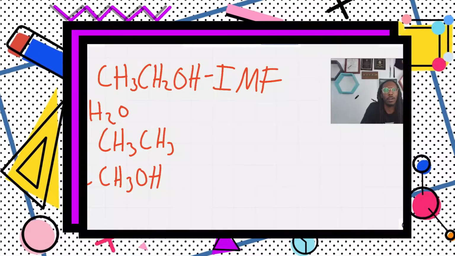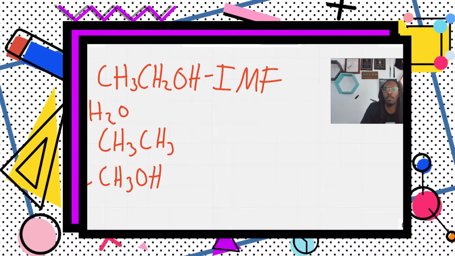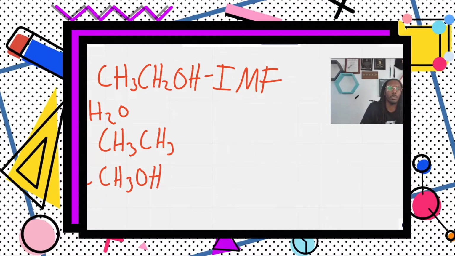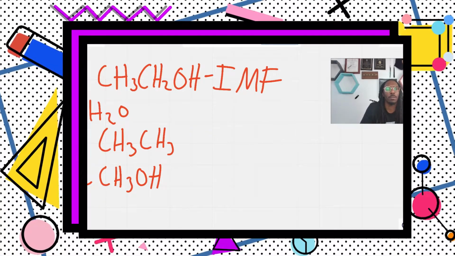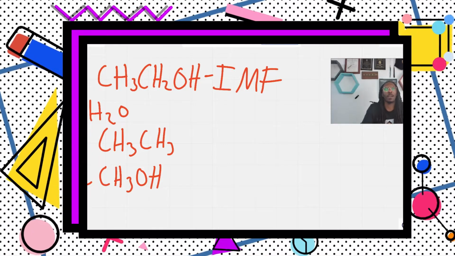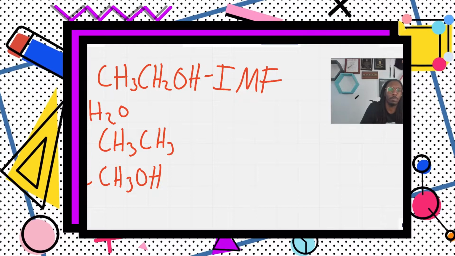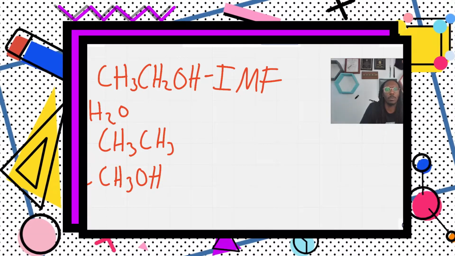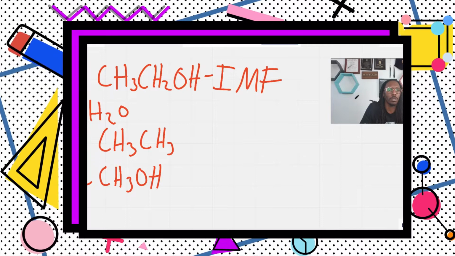All right, so first thing we got to remember is that like will dissolve like. So let me see what type of intermolecular forces I see here. In this case, we're definitely going to see some hydrogen bonding. You remember, if you have a hydrogen bound to a nitrogen, oxygen, or fluorine, you have hydrogen bonding. Let's look at our potential answers here.